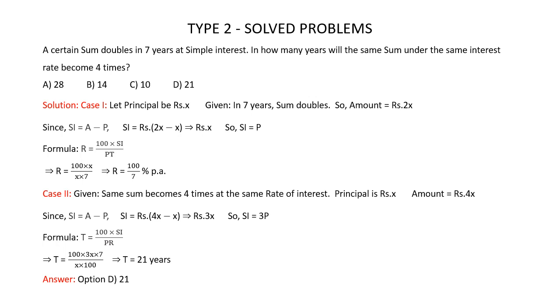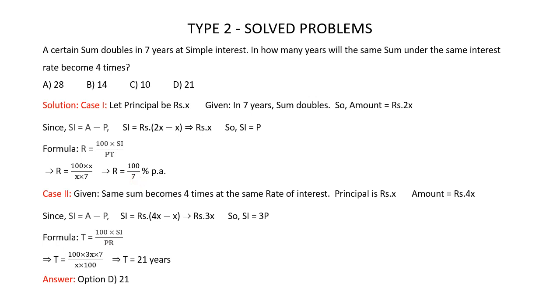Now here the rate of interest is not given. So let's first find the rate of interest for case 1 using the formula R is equal to 100 multiplied by SI divided by PT. Now here we know that the simple interest is X, principal is X and time is 7 years. So substituting these values in the formula here we get R is equal to 100 multiplied by X divided by X multiplied by 7. On solving this we get the rate of interest as 100 divided by 7% per annum.